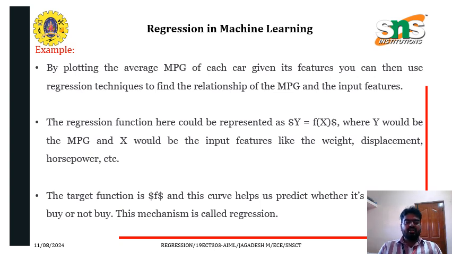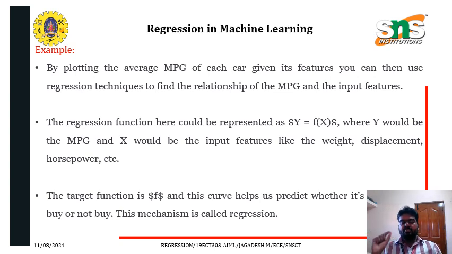The regression function here could be represented as y = f(x), where y would be the MPG, that is miles per gallon, and x would be the input features like the weight, displacement, horsepower, etc. So x is nothing but the independent variables. If changes occur in the independent variables, that will reflect in the dependent variable, that is y, the miles per gallon. So the miles per gallon is the ultimate thing we have to concentrate on.